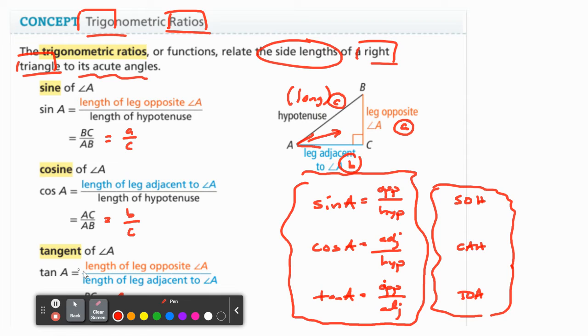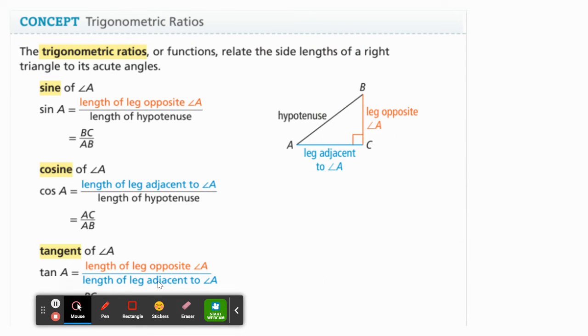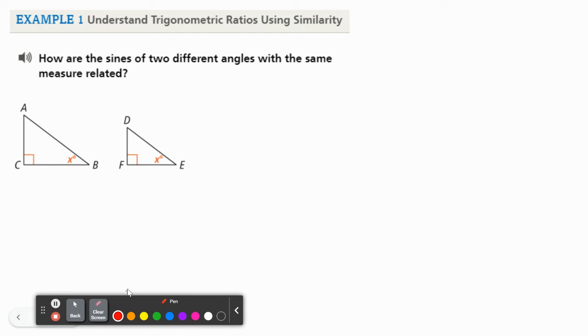Okay, so now let's take a look at a couple of questions about what this trig stuff is all about. How are the sines of two different angles with the same measure related? Here's the idea. We have two right triangles. X is in both triangles, so this x is congruent to this x. And we want to know how the sines of these two angles, B and E, are related.